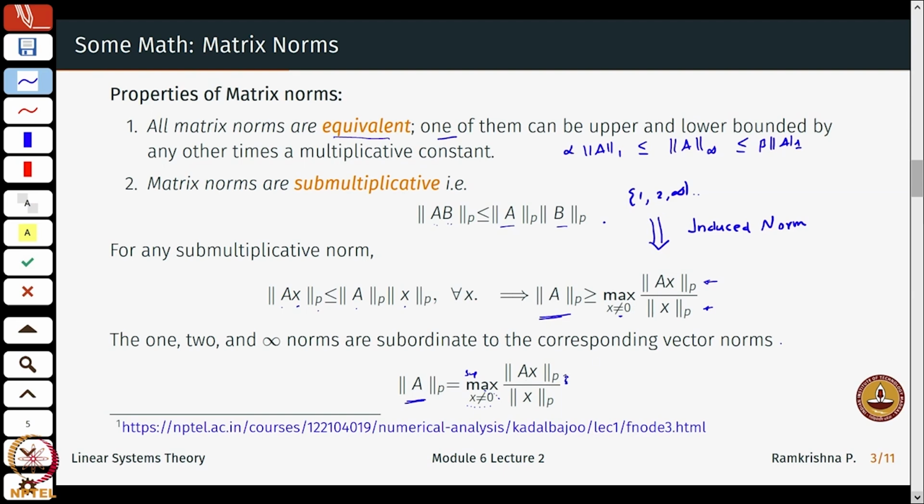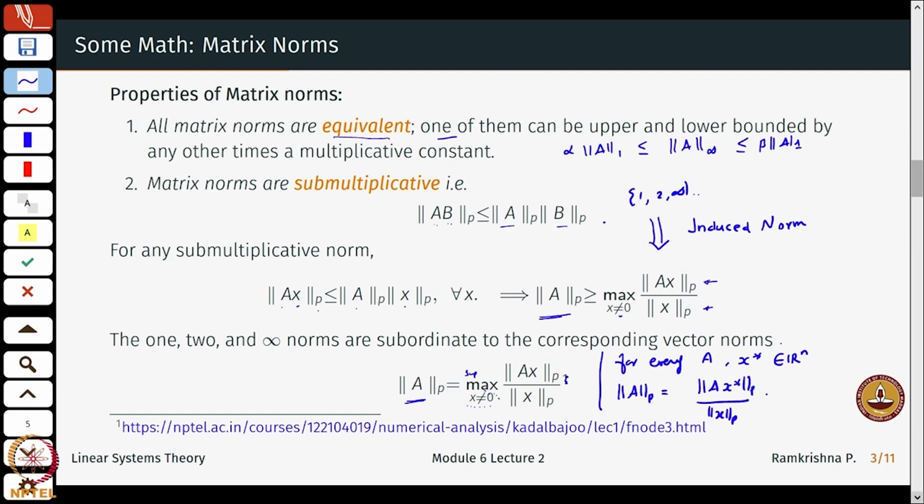Okay. So, where does this come from? This equality arises from the fact that these norms have the property that for every matrix A, there exists a vector x star in R n for which the norm of A in P is the norm of A x star in P over the norm of x star in P. Okay, and P could be the 1, 2 and infinity norms.